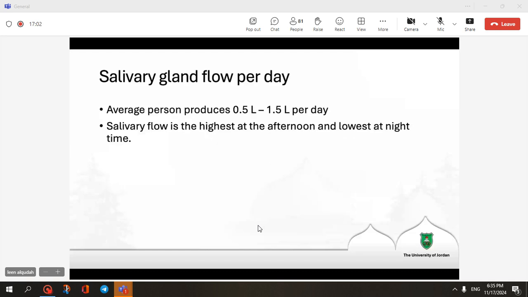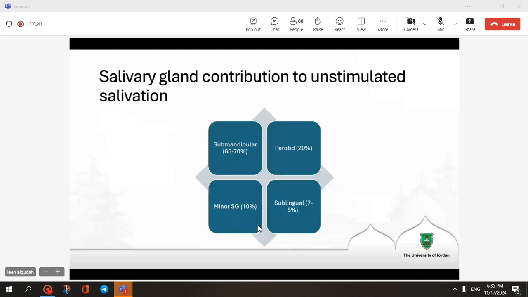Now, in general, the average person produces about 0.5 to 1.5 liters per day of saliva, and your salivation will be at its peak during the afternoon, and it will be the lowest during nighttime. That's why sometimes you wake up feeling like your mouth is dry. Now, you should know about the contribution of salivary glands to the unstimulated salivation. About 65 to 70% of the unstimulated salivation comes from the submandibular gland, 20% from the parotid, 10% from the minor salivary glands, and approximately 7 to 8% from the sublingual gland.